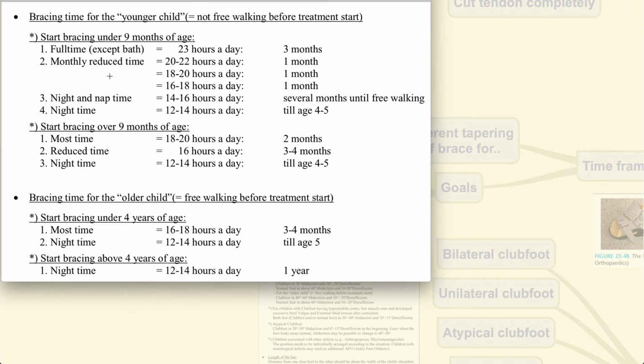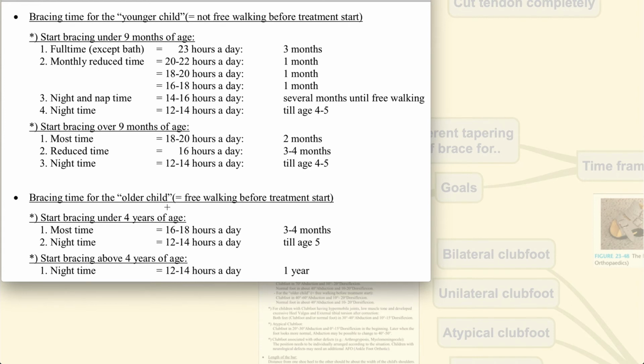You could see here that usually when you brace a younger child, you start bracing under 9 months of age for at least 23 hours a day for the first 3 months, and then you gradually taper it off until only nighttime use till the patient reaches the age of 4 or 5 years old.